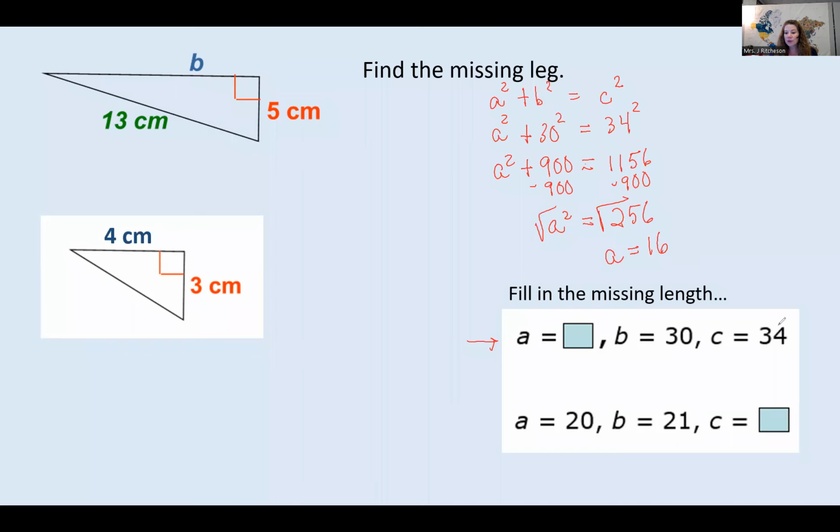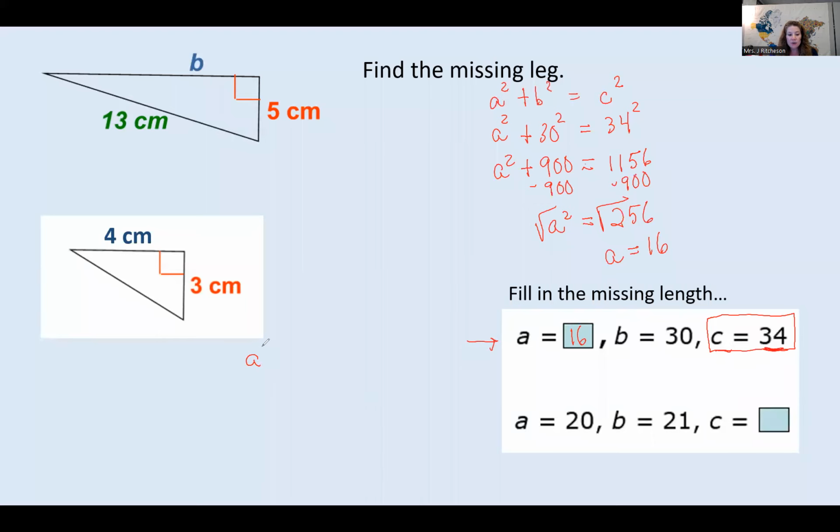And remember, your C, your hypotenuse, must always be the longest or the biggest number because it's the longest side. If you did this problem and you got, I don't know, 40, hopefully you look at this and go, wait, that can't be right. C has to be the biggest number.